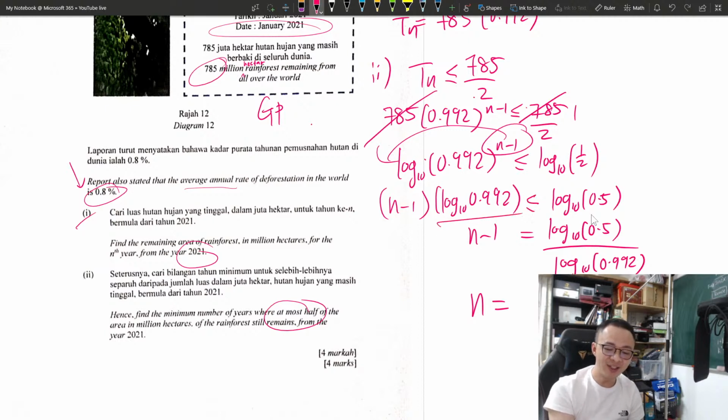Then, because this value will be a negative value, right? If you type in the calculator, log 10, 0.992, you will get a negative value. So when you change, here will be bigger equals to, we'll change the sign, become bigger and equal. So here, I will just type in a calculator, put a fraction, log 10, 0.5, over log 10, 0.992. Okay, so I will get about 86.3, and I want to plus 1 also, right?